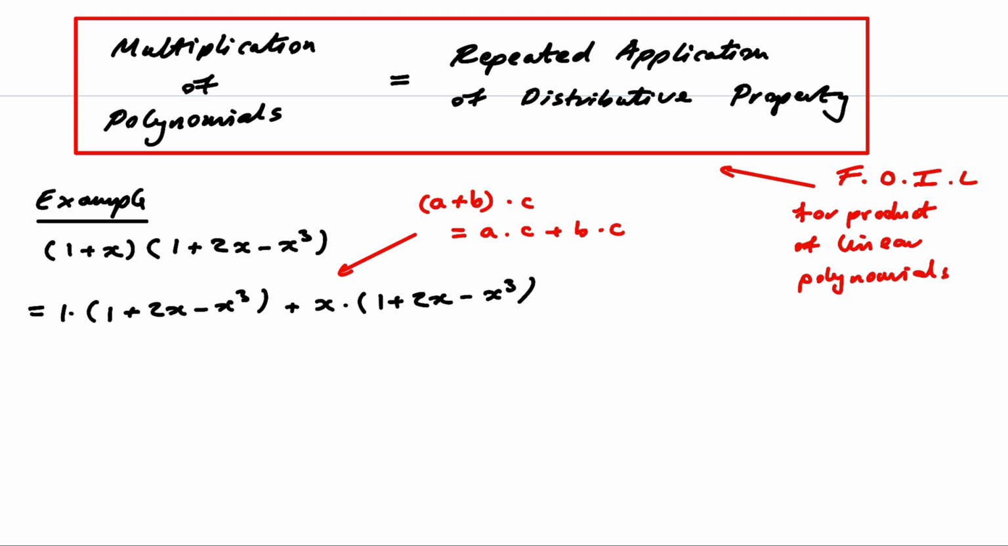So this would give me what? So this would give me, nice and simple, 1 plus 2x minus x cubed. And then when I distribute by the x, it would be a plus x there, plus 2x squared, because of the x times x, minus x to the 4. So I'm going quite quickly there, but the principle is the same.